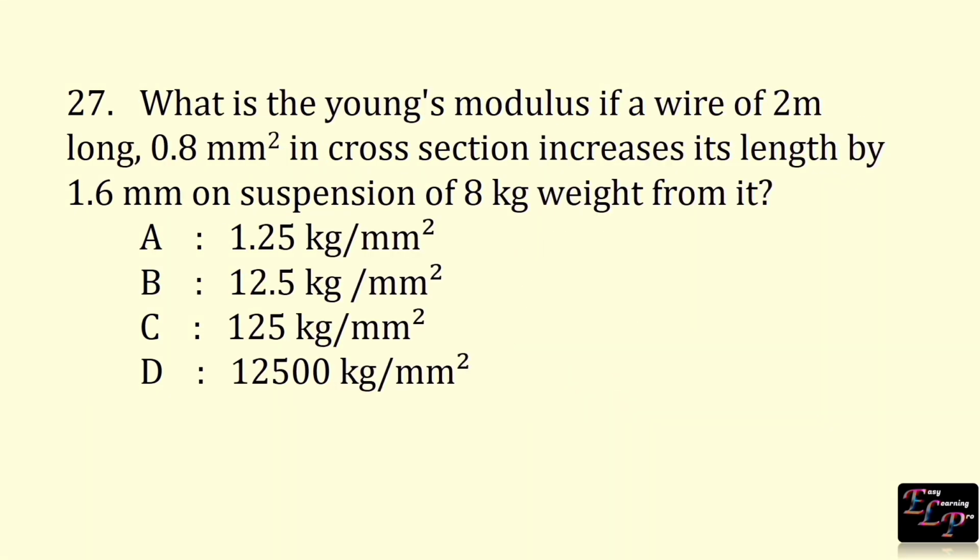Next question. What is the Young's modulus if a wire of 2 meter long, 0.8 mm square in cross section increases its length by 1.6 mm on suspension of 8 kg weight from it? Let us write all the given values. Original length is given as 2 meter. Area of cross section 0.8 mm square. Change in length as 1.6 mm and load 80 kg.